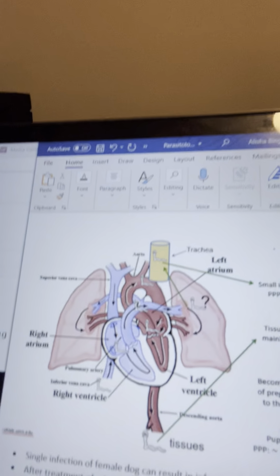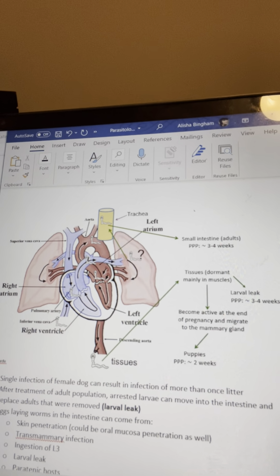So again, a single infection of a female dog can result in the infection of more than one litter. After treatment of the adult population, arrested larvae can move into the intestine and replace adults that are removed. This is known as the larval leak that I was talking about. The egg-laying worms in the intestine can come from, again, skin penetration, transmammary infection, ingestion of the L3, the larval leak, or the paratenic host, which I talked about with the rat. So they have many different life cycles they can take in this, which makes it very confusing. But here's a table basically showing all the routes they can take that I talked about.